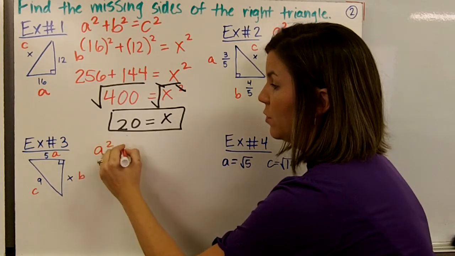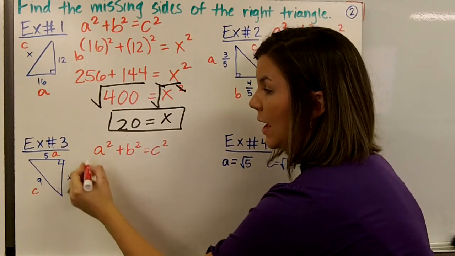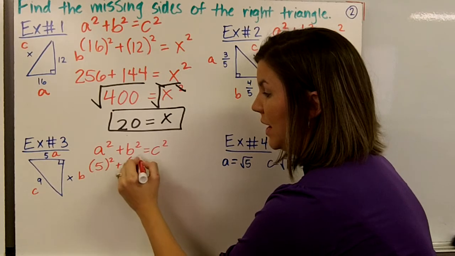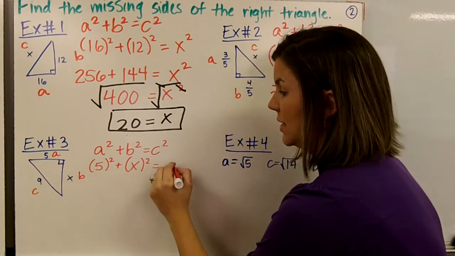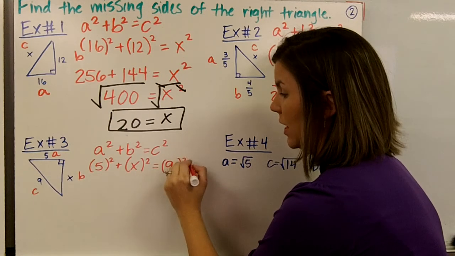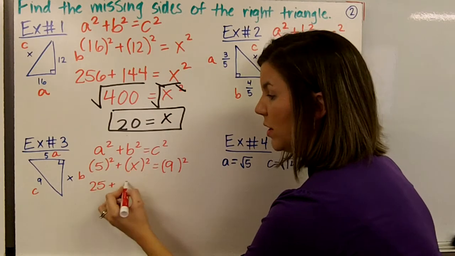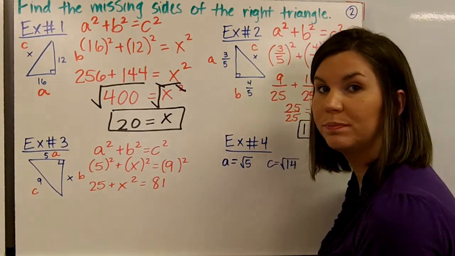So again, here's our formula. A squared plus B squared equals C squared. A, I'm going to substitute, it's 5. B is my X this time. B is X and it gets squared. And C is 9. 9 gets squared. 5 squared is 25. X squared is X squared. And 9 squared is 81.